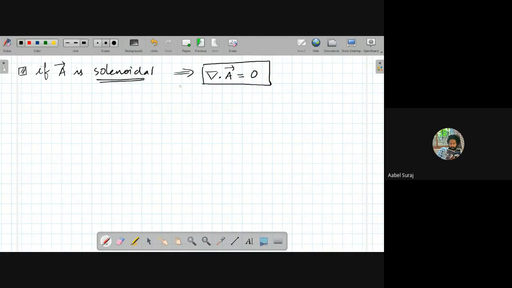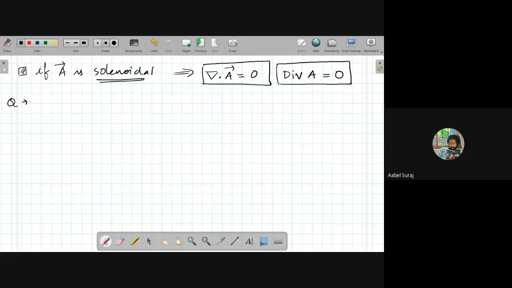It is also defined as div of A is equal to 0. So divergence of A is equal to 0. We'll discuss these questions. One more question we'll do in terms of a solenoidal field. This type of question will be asked in most of the entrance examinations.